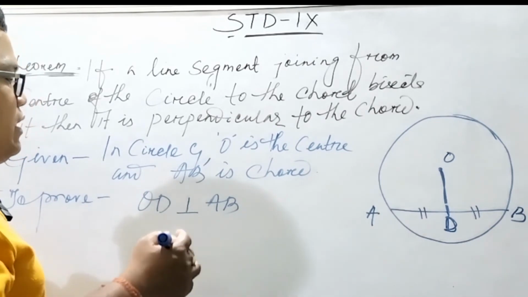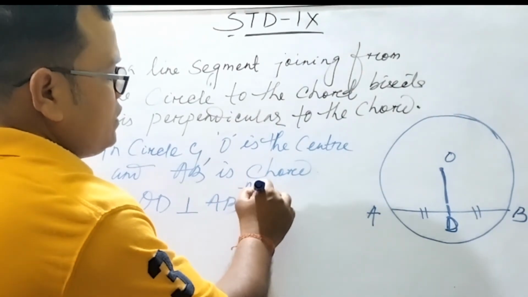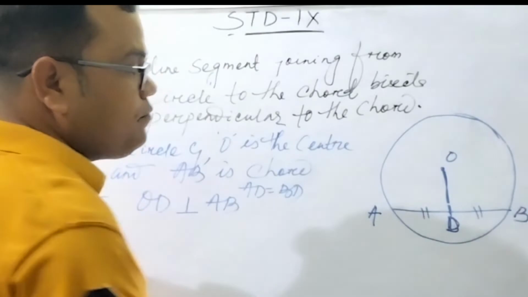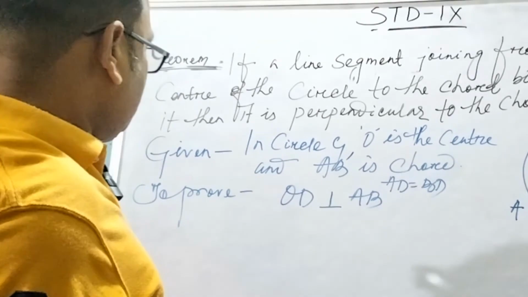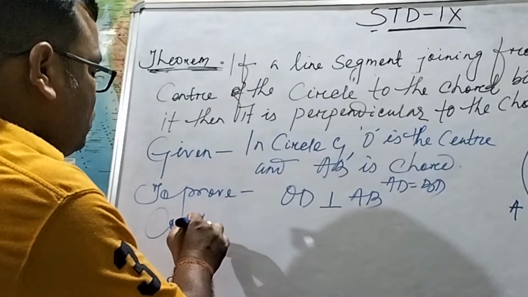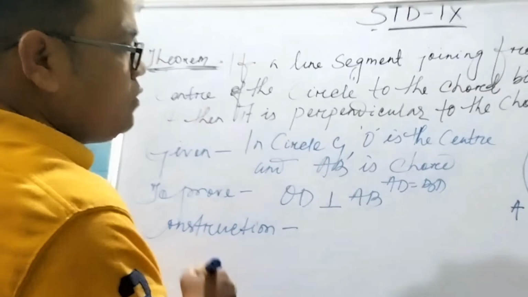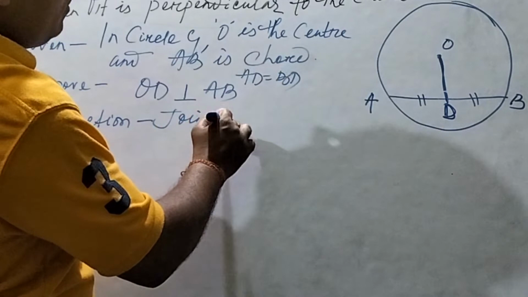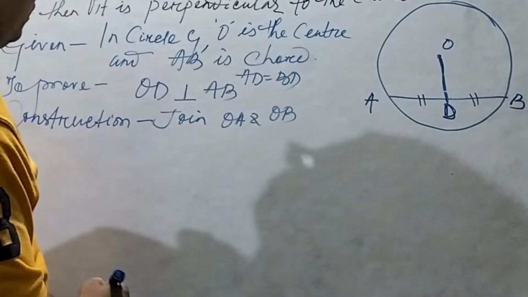Here another thing is given, I have not written. AD equals BD. It is given. That means OD bisects AB. Construction: join OA and OB. Then prove.